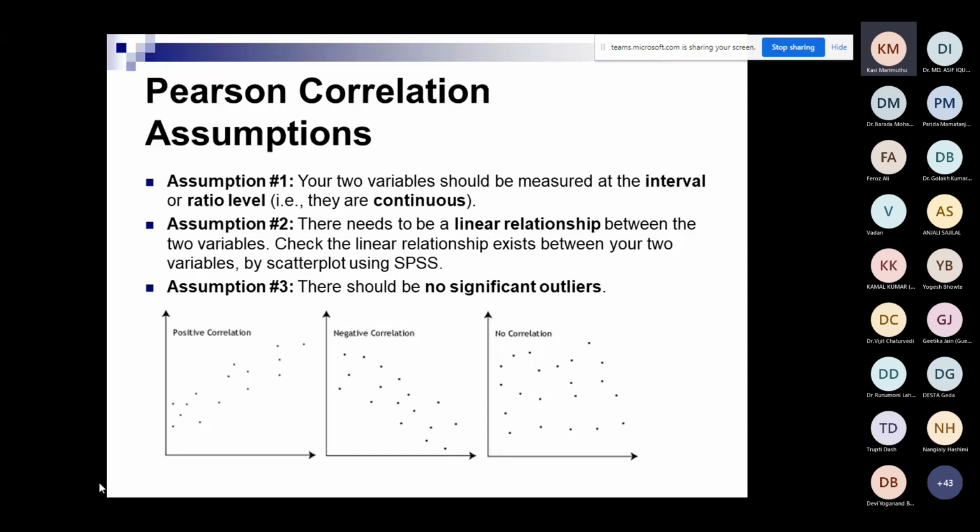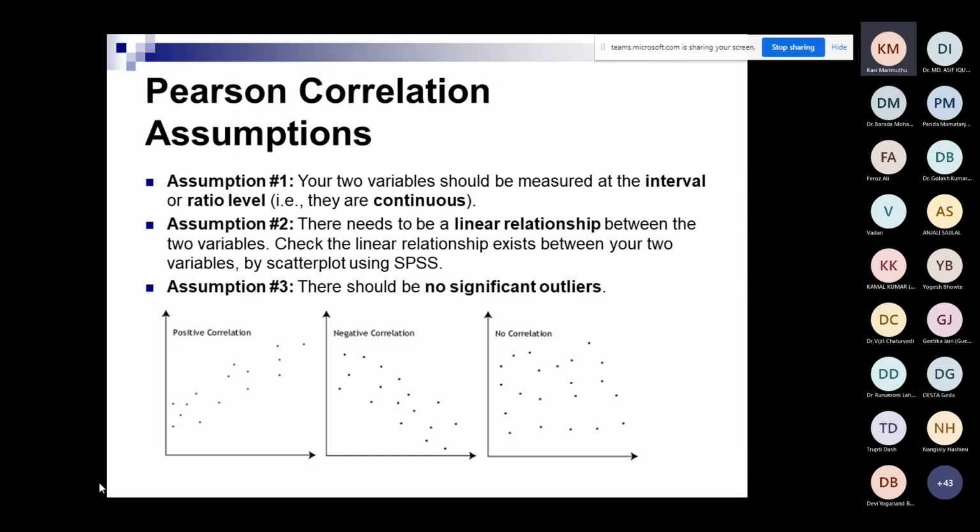So assumption number 2, a linear relationship should be present between the two variables. We can assess the relationship by scatter plot, whether positively related, whether there is any relationship. We can assess it qualitatively by graphical illustration. Even Excel and SPSS serve the purpose.